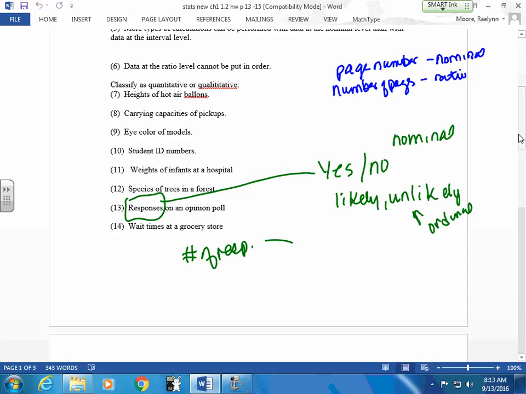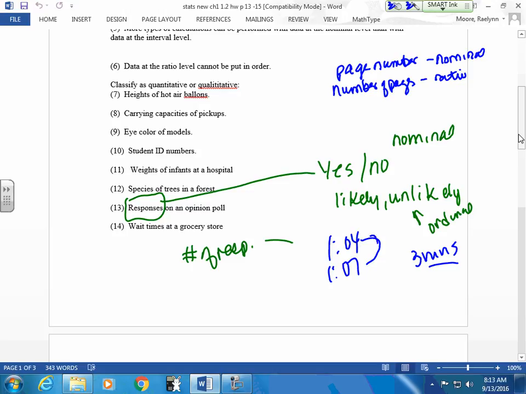You have to be careful how they say this. That's what I'm saying. Give me an example of what you think the wait time is. If I went in the store at 1:04 and I waited online till 1:07, this would be interval. But if I say I waited 3 minutes, this would be ratio. You waited 6 minutes, I waited 3 minutes. You waited twice as long as I did.